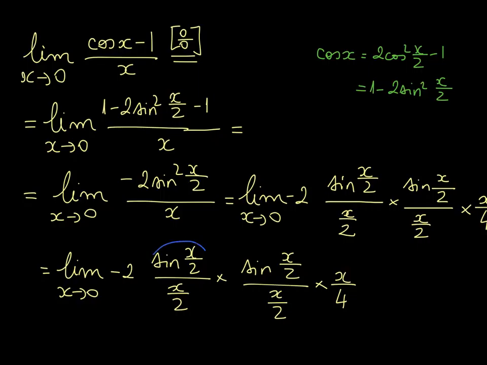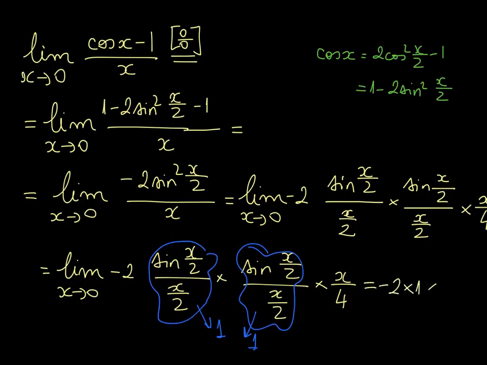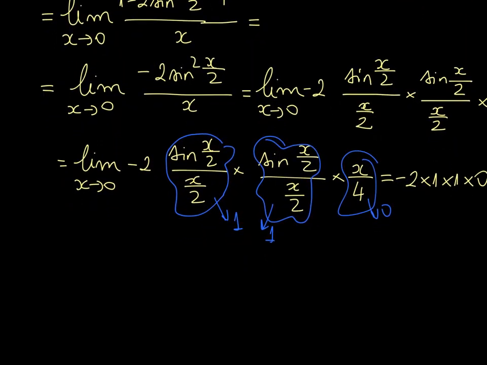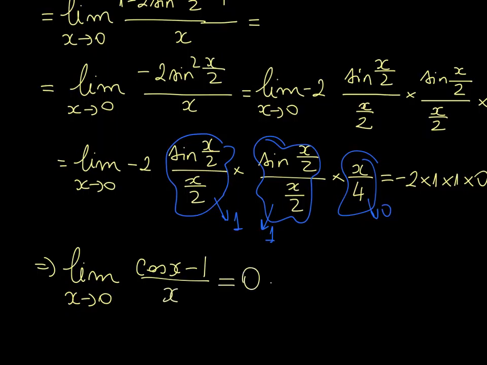As you can see, this expression approaches 1. This expression approaches 1 as well. So my limit is going to be minus 2 times 1 times 1 times 0, because x approaches 0, so x over 4 approaches 0. Therefore, my limit is 0. So we proved that the limit when x approaches 0 of cos x minus 1 over x is 0. I'm going to collect these results on the next page.